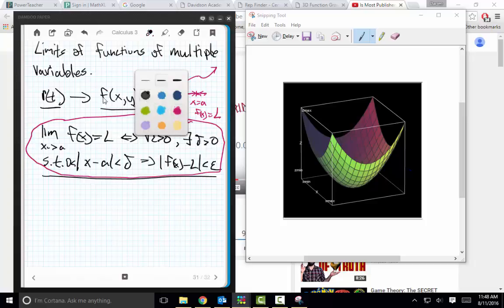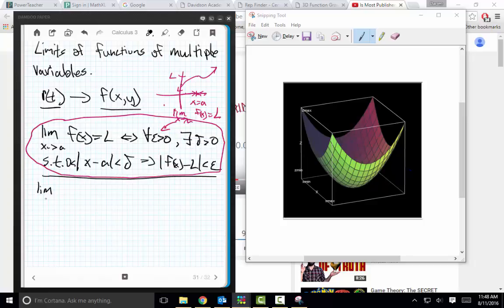Okay, now let's talk about our function f of x, y. Now, this is kind of a crazy definition of limit, but I'm going to write it up just so you have it, so we're not afraid of it when we get into our advanced analysis courses. We're not going to use it. I promise you that right now.